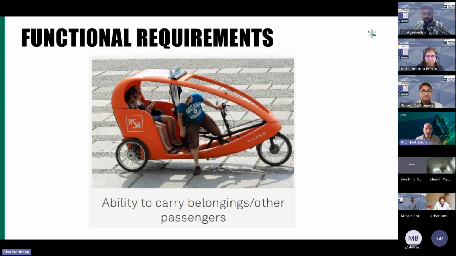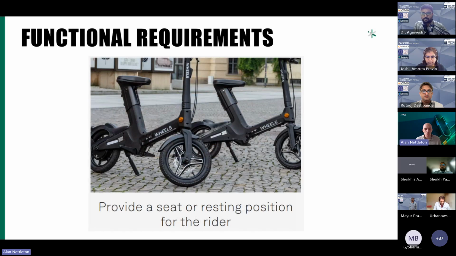Talk about the need to carry belongings and other passengers. This is quite an extreme example of that, but just being able to carry a bag or another passenger could help a lot of people. Provision of a seat, of course, more and more vehicles have come along now since this report was written, but in regulatory terms, the e-scooter design was quite fixed in the UK. So it's actually more of a regulatory barrier that prevented people having a seat on their vehicle rather than an innovation barrier as such.